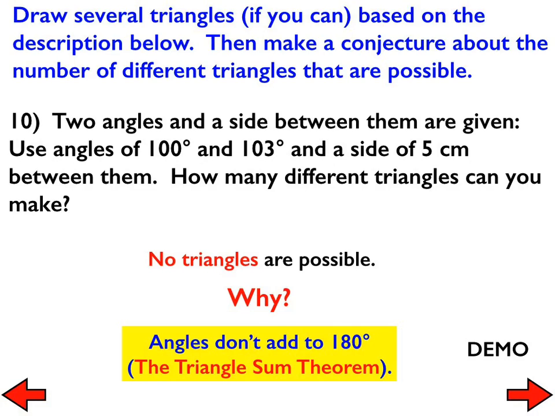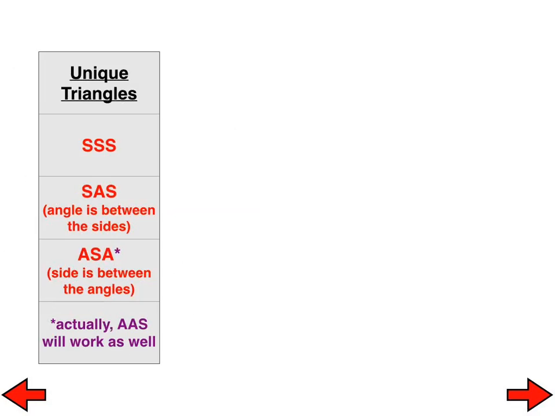So we're going to end today with a summary of basically what we've talked about over the last 2 days. So we have some areas that we need to fill in our table. The ways to create unique triangles, and what that means is I can only make one like it, is if I give you 3 sides. So side, side, side. Or if I have 2 sides with an angle in between them, that's side, angle, side. Or, like in number 9, if I give you 2 angles with a side in between, that's angle, side, angle. And as it turns out, angle, angle, side will also work. That's why that's last. But typically we say side, side, side leads to one triangle. Side, angle, side leads to one unique triangle. Angle, side, angle leads to one triangle.